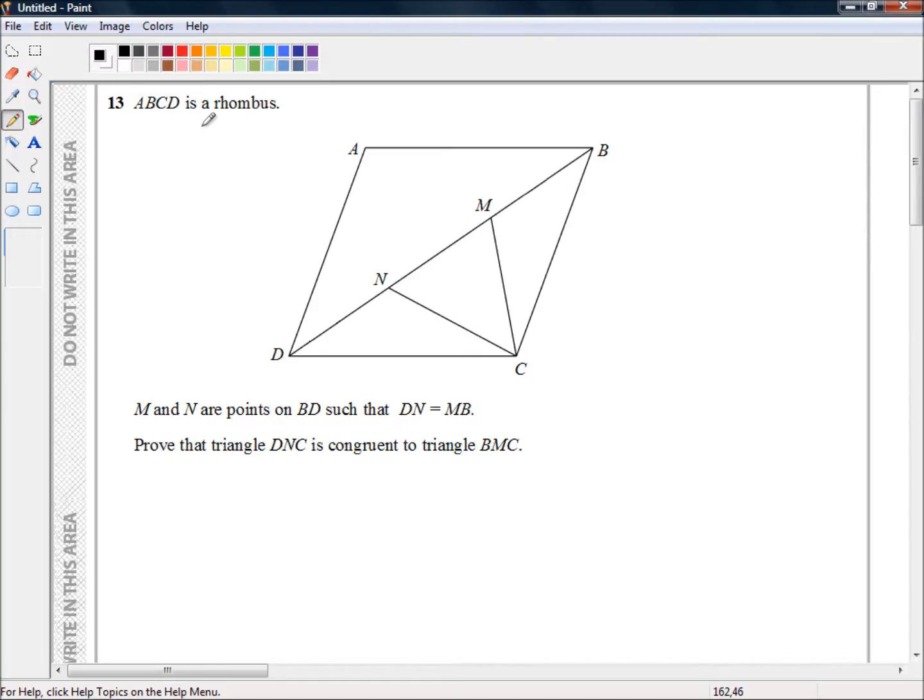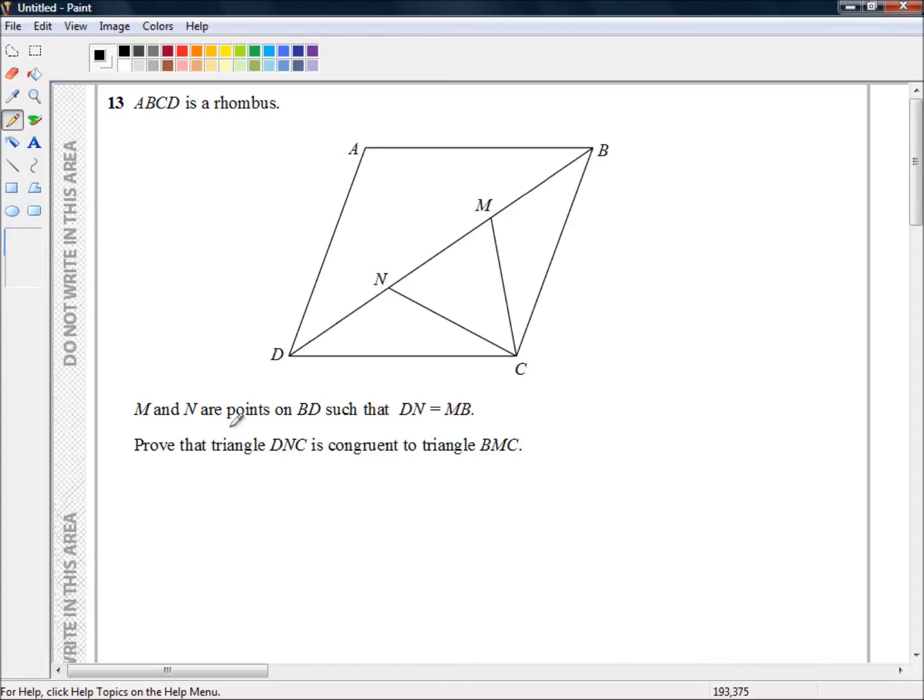Well, ABCD is a rhombus, so that's this rhombus here. A rhombus, by the way, is just a kind of squashed square. It's still got the same properties that all four lengths are the same, but all four angles are not necessarily the same. A square is a special type of rhombus, where all four angles are 90 degrees. But in a rhombus, the lengths are the same, but the angles are not necessarily 90 degrees.